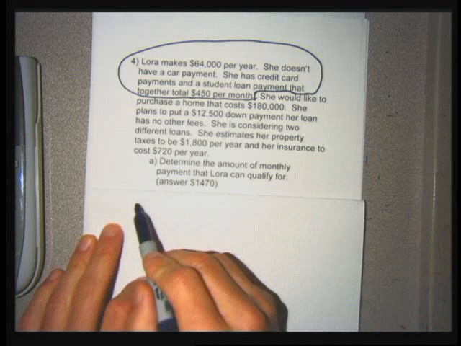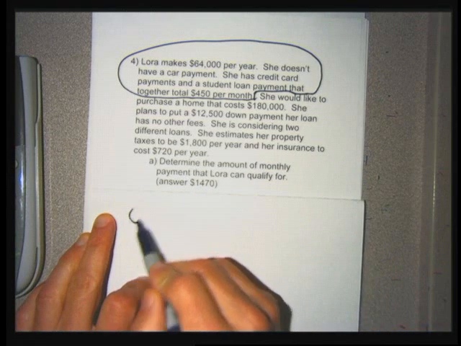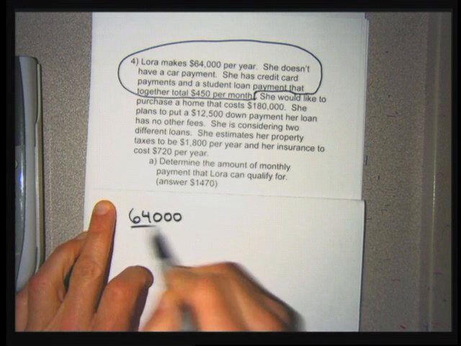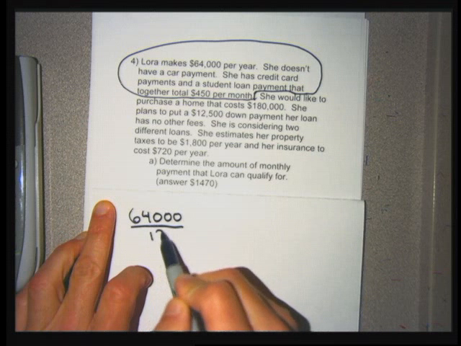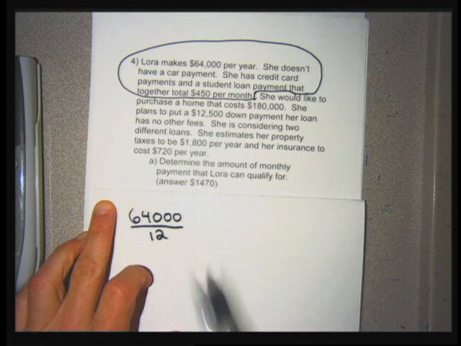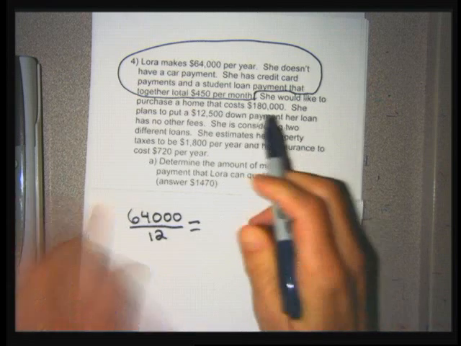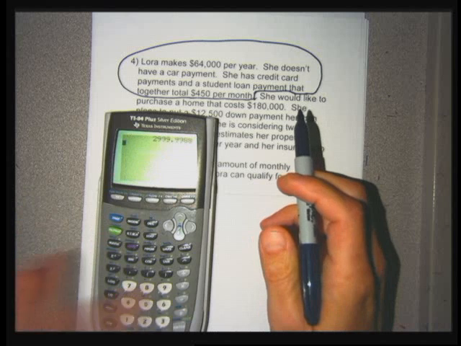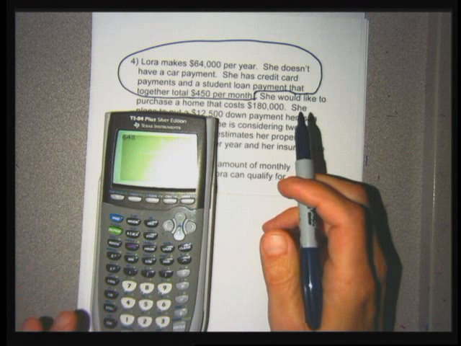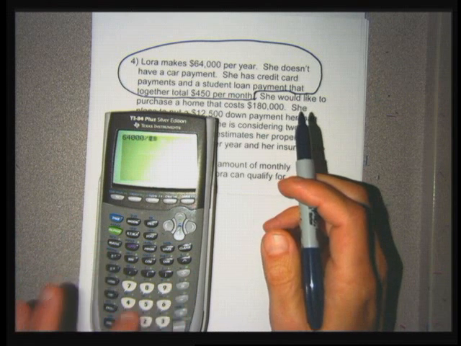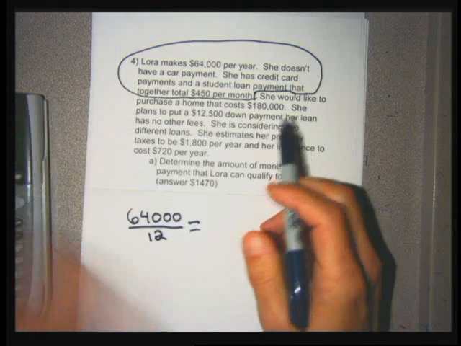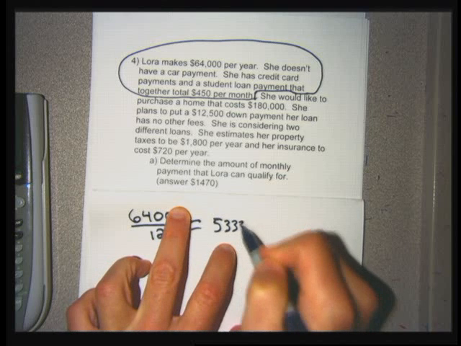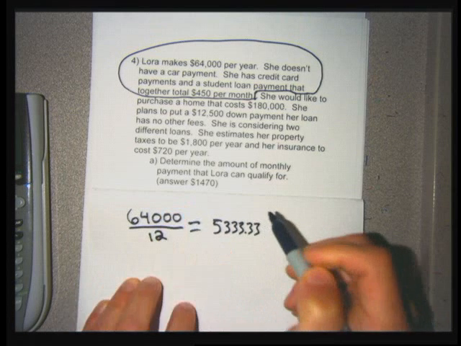So part A of number 4, I need to figure out how much Laura can qualify for as a monthly payment, PITI, and I'll deal with the taxes and insurance later. So I'm going to get Laura's monthly income to figure out how much she can qualify for. I'd hit second and quit to get out to the main screen. Her monthly income is $64,000 divided by 12, again with the 33 cents. I get $5,333.33 as Laura's monthly income.